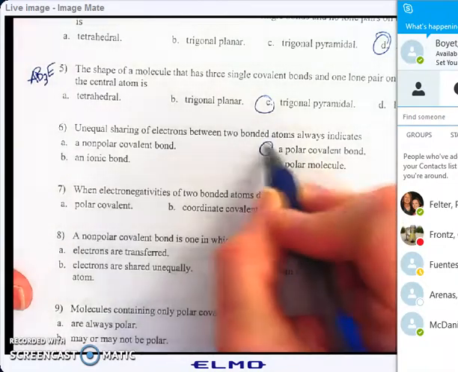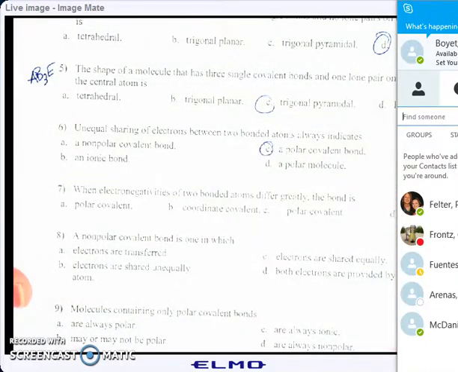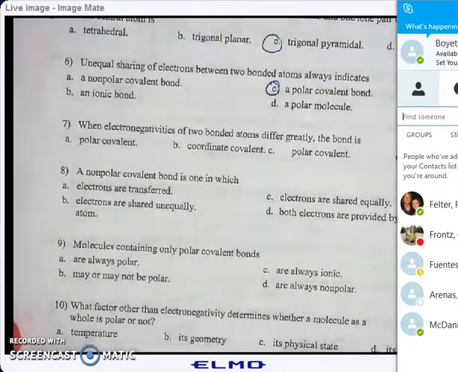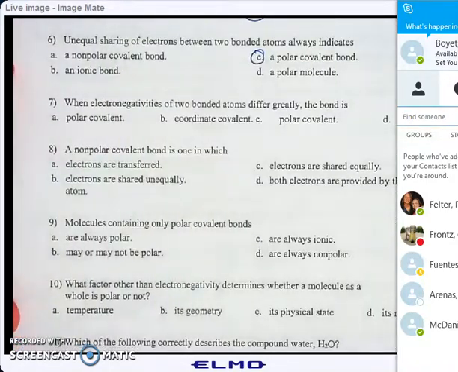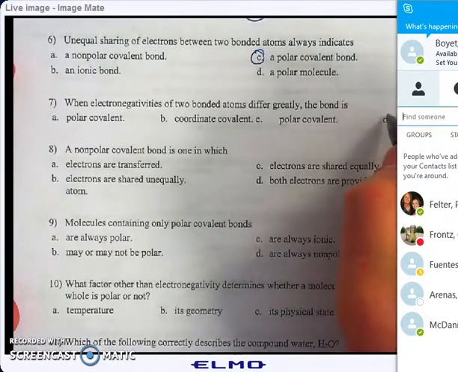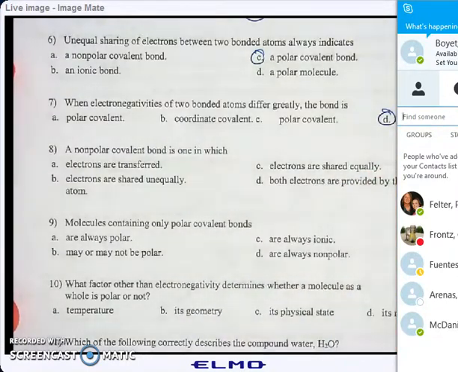C is correct. Unequal sharing results in a polar covalent bond. Yes. We're going to go further than that. D, ionic. It depends upon what you're interpreting greatly differs as, okay?